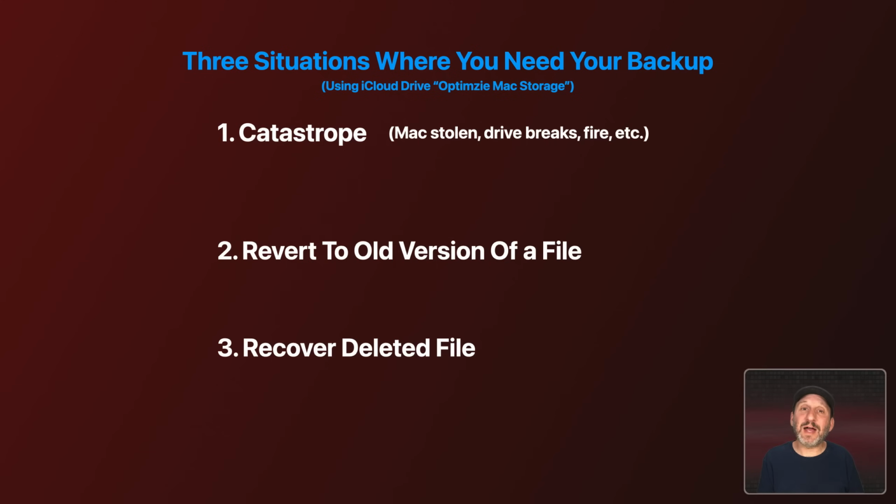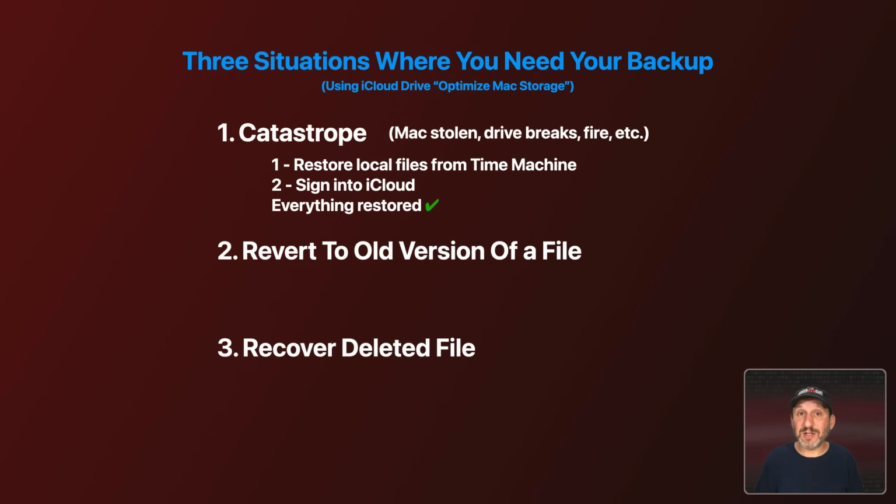So if you're using iCloud Drive Optimized Mac Storage and you've been backing up with Time Machine, how can you recover in these situations? Well, in a catastrophe it turns out you're fine. You restore your local files from Time Machine. This gives you things back that say were in your Movies folder that weren't part of iCloud Drive. It also restores everything in iCloud Drive that Time Machine could get a hold of to back up.